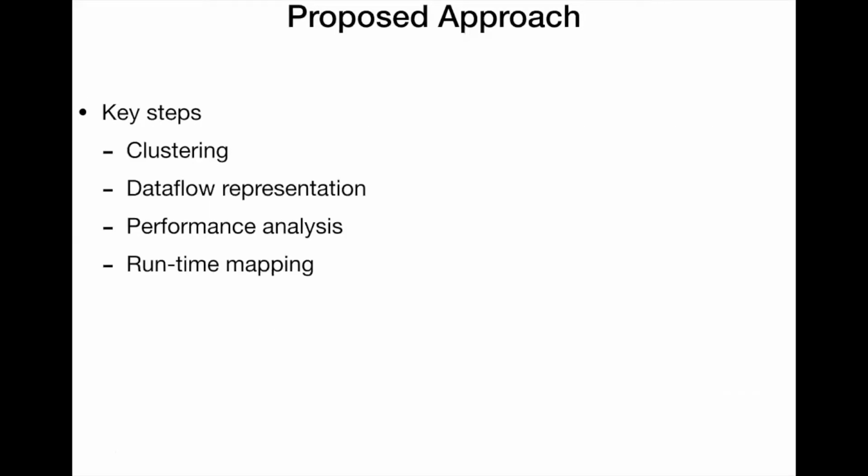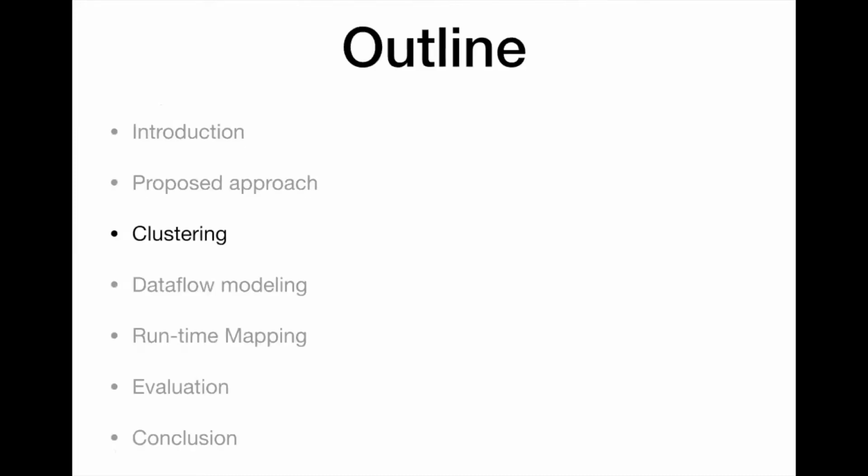So the compiler works in 4 key steps. It first performs clustering, then it represents the clustered graph into a data flow format. Third, it does performance analysis with resource constraints, and finally, it does the runtime mapping. And we will now start talking about these steps in more details.